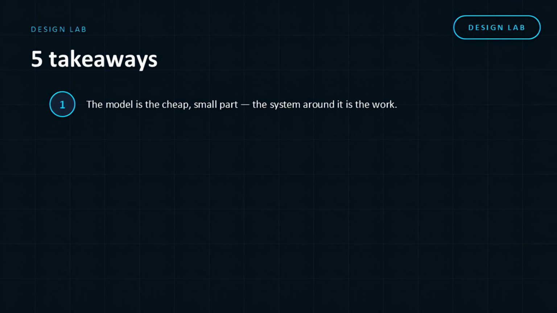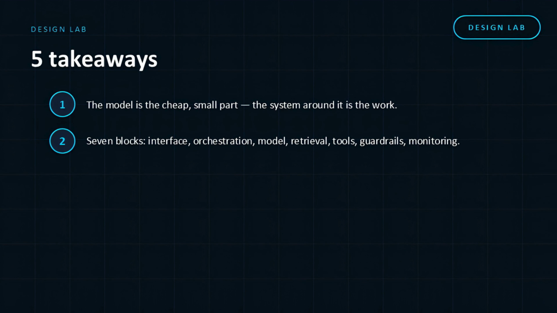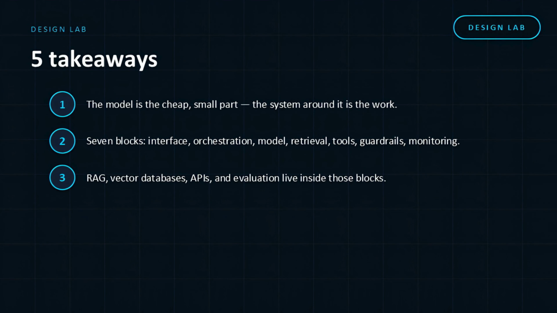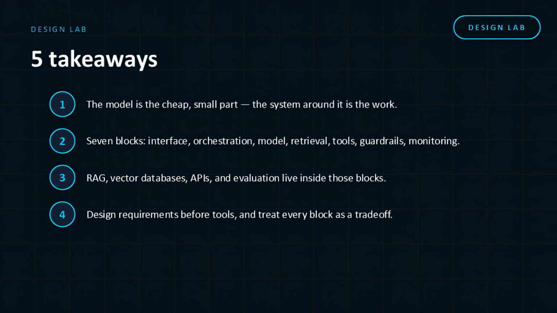5 takeaways. 1. The model is the cheap, small part. Most of the cost and the design work is the system around it. 2. That system is 7 building blocks: interface, orchestration, model, retrieval, tools, guardrails, monitoring. 3. RAG, vector databases, APIs, and evaluation live inside those blocks. 4. Design requirements before tools and treat every block as a trade-off. 5. If you can't measure groundedness, success, cost, and adoption, you're not in production.